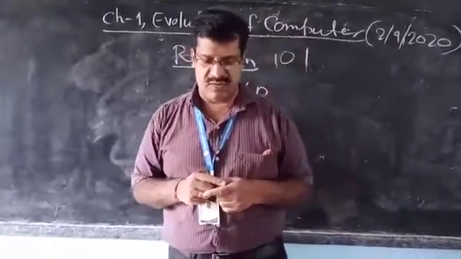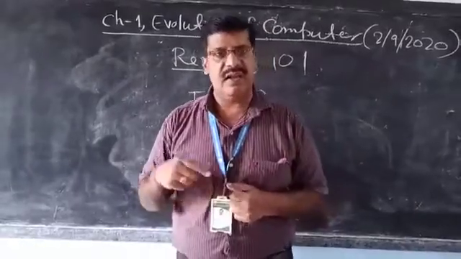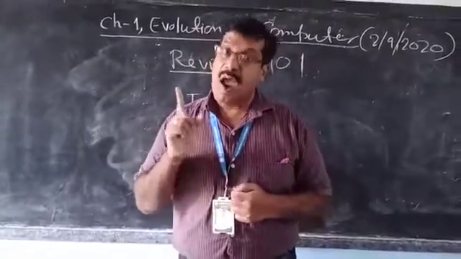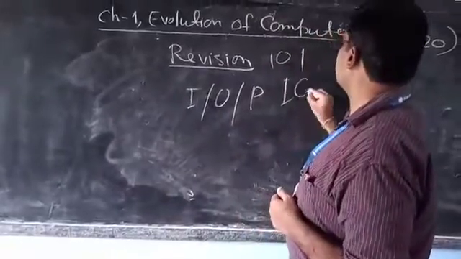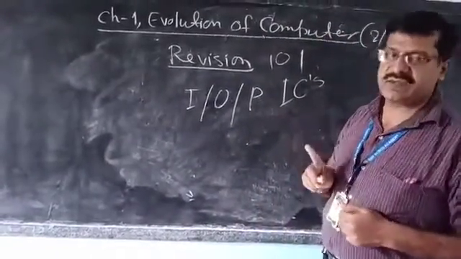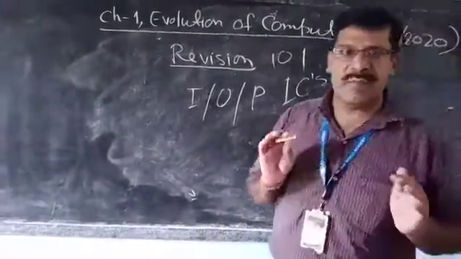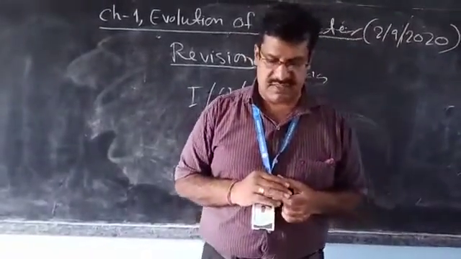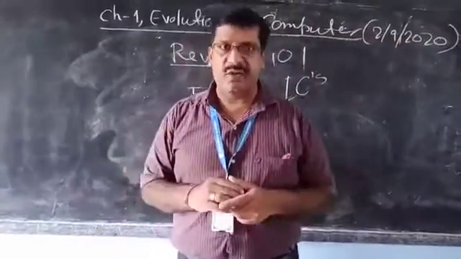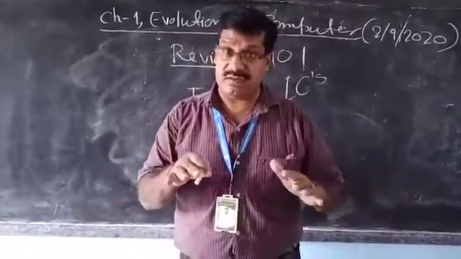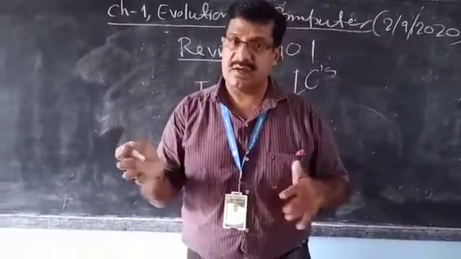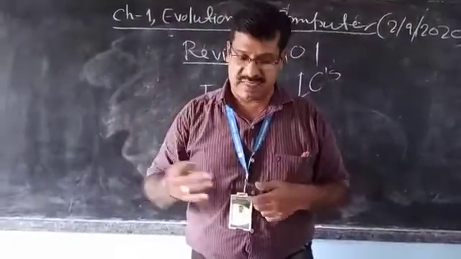Third generation computer started in 1959 till 1971. And what was the main component? ICs, integrated circuit. IC for short was the main component of the third generation. Size was again reduced, speed was increased. See, size was reducing in different generations. It is becoming smaller and speed was increasing.